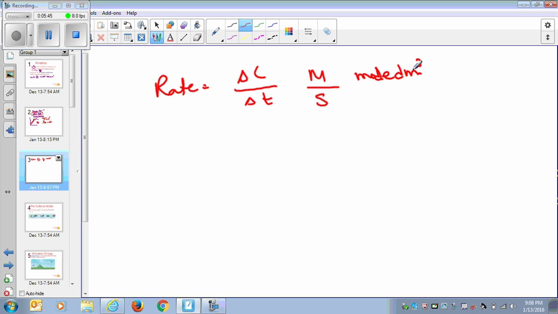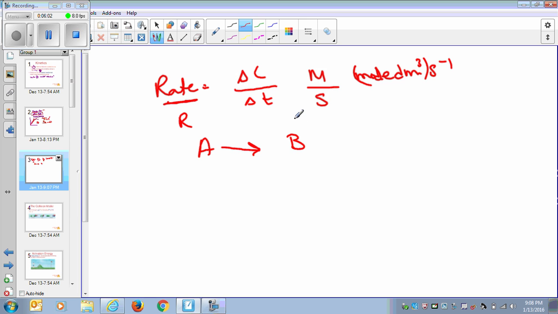Okay, moles per cubic decimeter, that's the molarity. So molarity over seconds, so moles per cubic decimeter per second. So this is the unit for my rate of reaction. Keep that in mind. So I'm going to take an example that my A is being converted into B.